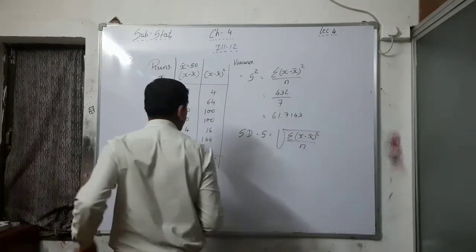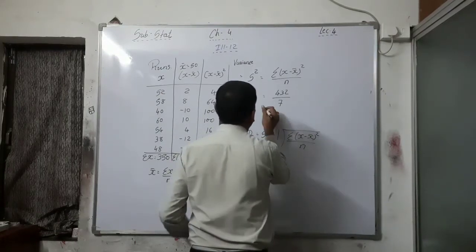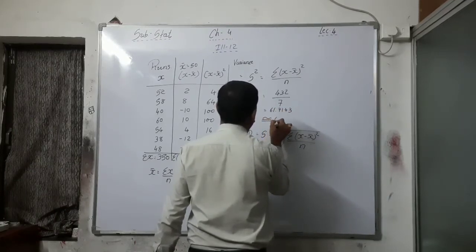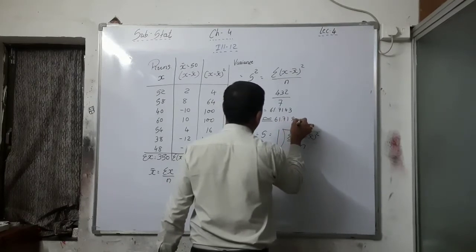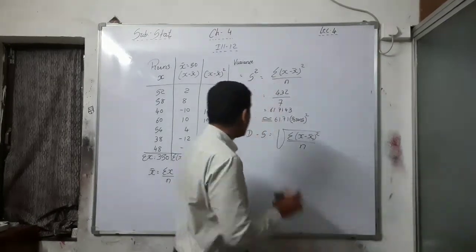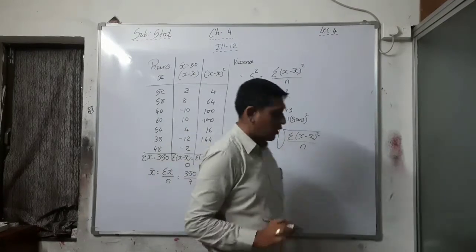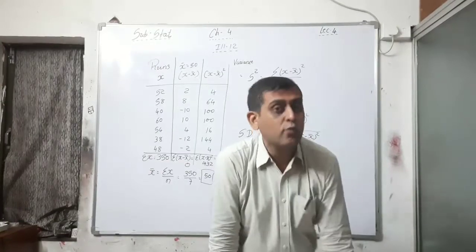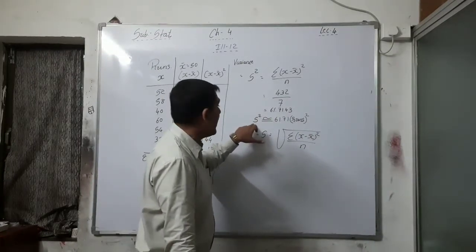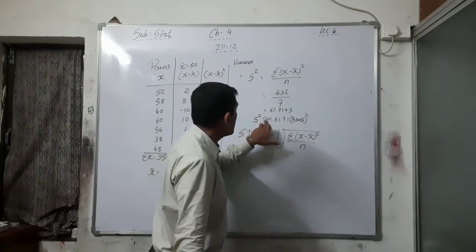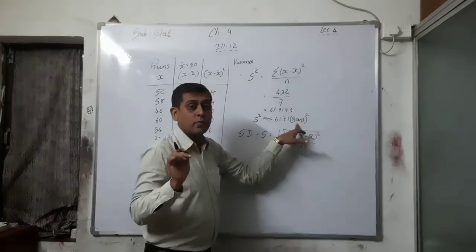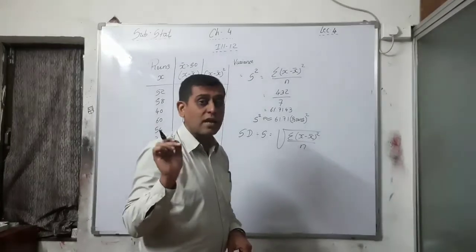So your final answer, variance, that is S square, is equal to 61.71 runs square. You have to write all the unit into square also. Whenever you are finding out the variance, that is S square, is equal to 61.71 runs square. That is your variance. And you have to find out standard deviation also.